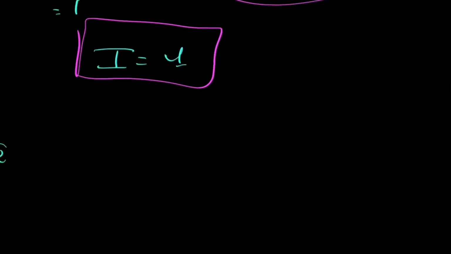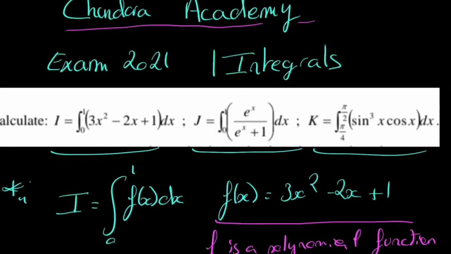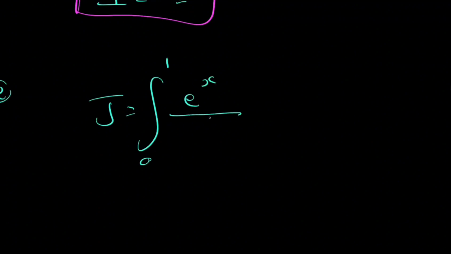So number 2, what have we got here? We've got the integral from 0 to 1 of exponential of x over exponential of x plus 1. It seems difficult and may scare you, but it's not. So J is equal to the integral from 0 to 1 of exponential of x over exponential of x plus 1 dx.